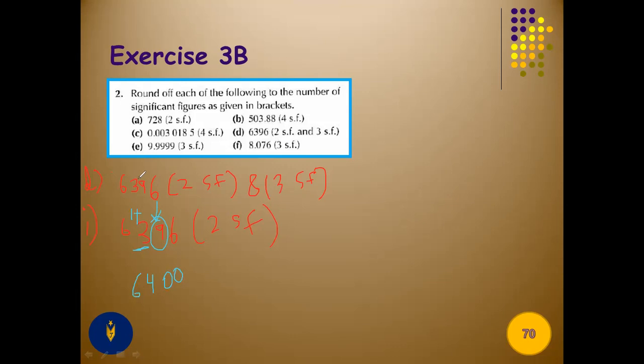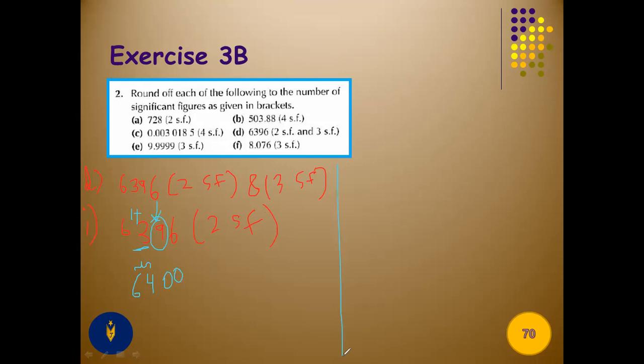Okay, so 6396 is rounded up to 6400 to the nearest two significant figures. So 1, 2 significant figures are there, because according to rule 5, रूल 5 क्या कहता है, 0 after whole number may or may not be a significant figure. Depends upon how the number is approximated.